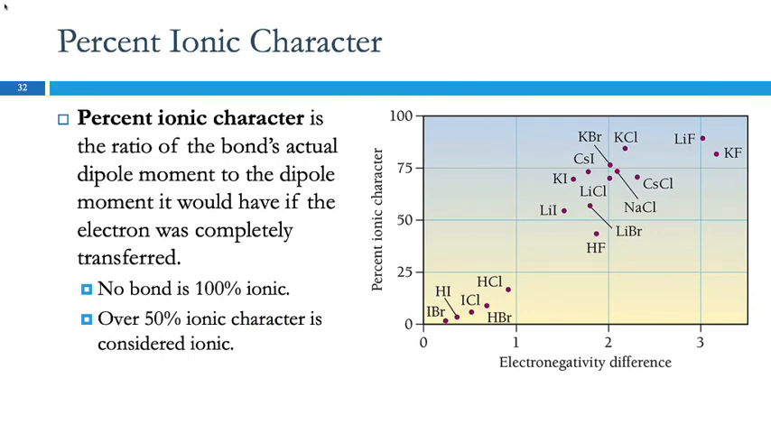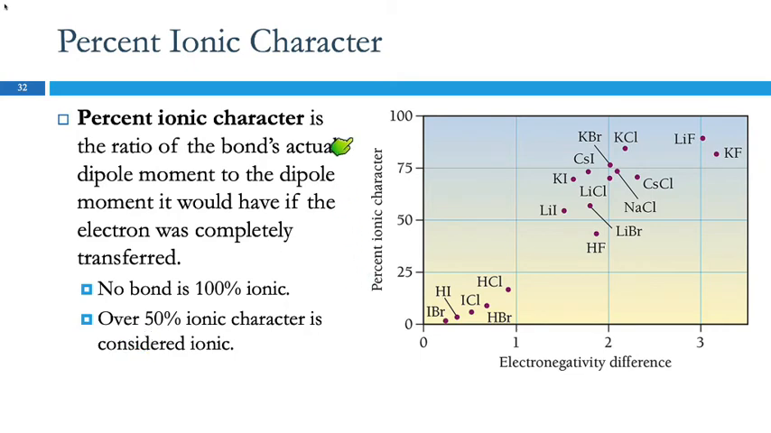We can also talk about percent ionic character, because as it turns out, no bond is 100% ionic. So there, I've said it. We're going to pretend that they are, because for general chem, it's just easier. But what we really mean by an ionic bond is that it has over 50% ionic character.